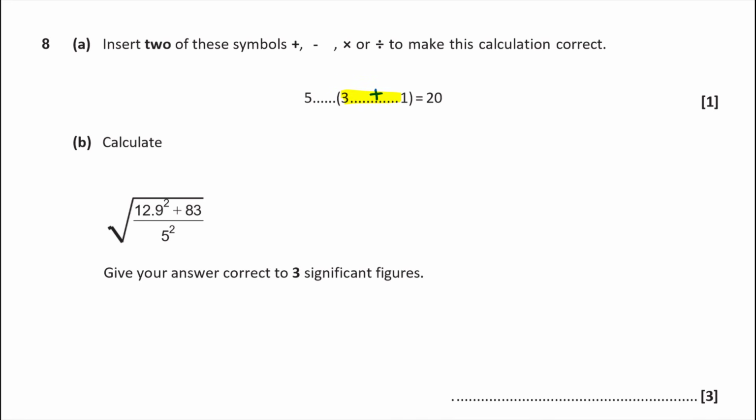And then if I times that by 5, it's going to give me the 20 that I'm looking for, isn't it? So 5 times, in brackets, 3 plus 1 is going to give me 5 times 4, which is 20.